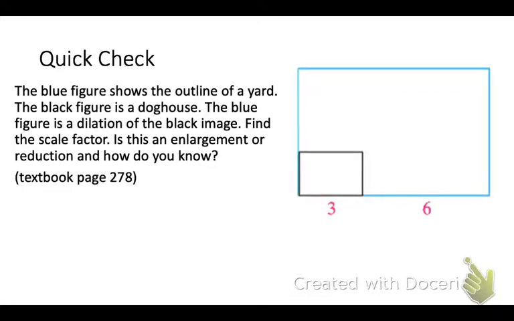Okay, now you're going to try one on your own. So copy down the picture and the words, and if you need to, there's a same copy in your textbook on page 278. The blue figure shows the outline of a yard. The black figure is the doghouse. The blue figure is a dilation of the black image. So you know the black is your original. The blue is the dilation. You're going to find the scale factor. Is this an enlargement or a reduction? And what evidence do you have? How do you know? Yeah, we can look and see it's bigger. So what numbers do you have to prove that? You should see a text box on the right. You should write your answer in there, but I should see some math in your notebook.